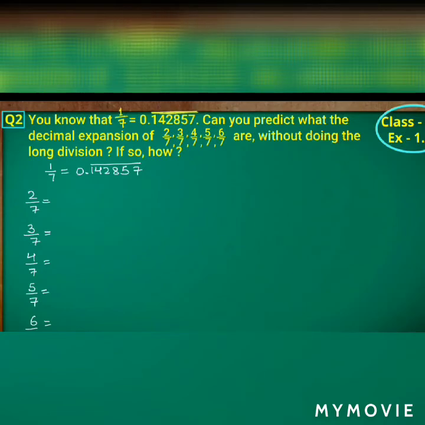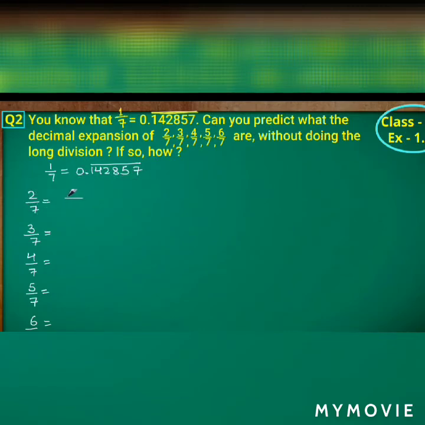Now come to the next problem. You know that 1 by 7 is equal to 0.142857 bar. Can you predict what the decimal expansions of 2 by 7, 3 by 7, 4 by 7, 5 by 7, 6 by 7 are without doing the long division? If so, how? We should not go for the long division method here. If you observe, already we are having the value for 1 by 7, isn't it? They had given the value for 1 by 7, that is 0.142857. So by using this we can find 2 by 7, 3 by 7, 4 by 7, 5 by 7 as well as 6 by 7.